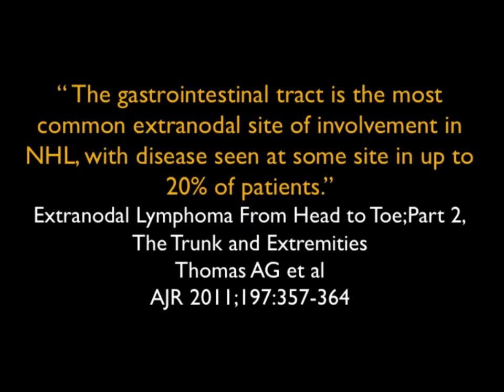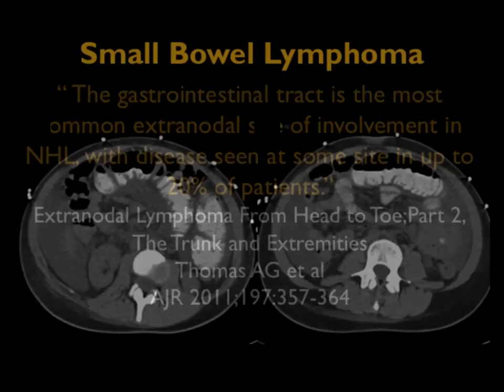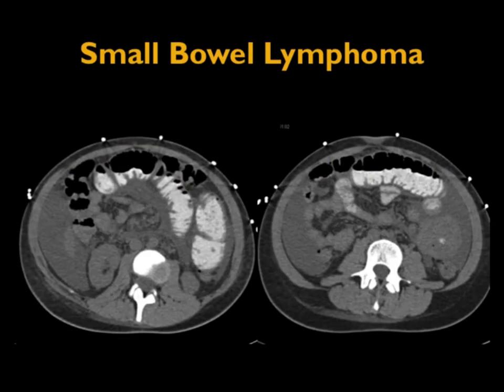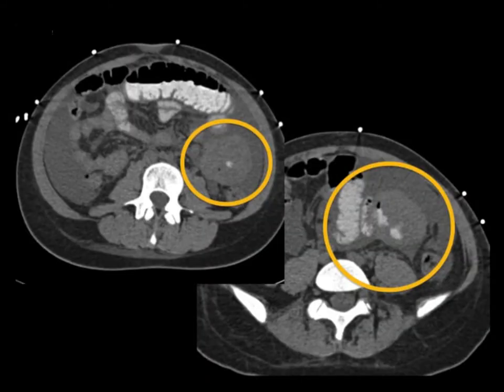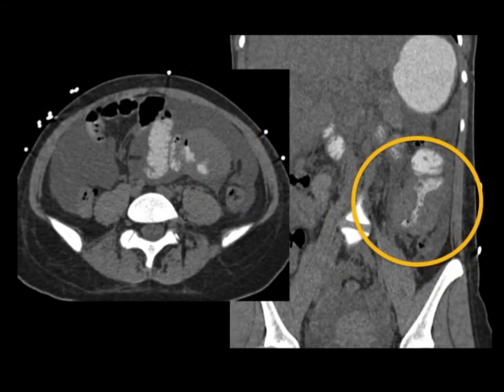A number of articles have looked at small bowel lymphoma. Here's an article by Thomas. The GI tract is the most common extranodal site in non-Hodgkin's lymphoma, with disease at some sites in up to 20% of cases. The appearance can be, as in this case, where there's a bulky tumor in the proximal bowel that's infiltrated, and the patient has ascites. You can see the size of the lesion and the encasement, and you could think about adenocarcinoma. It's not the circumferential appearance of a GIST tumor, theoretically metastasis perhaps, but you've got to be considering lymphoma.